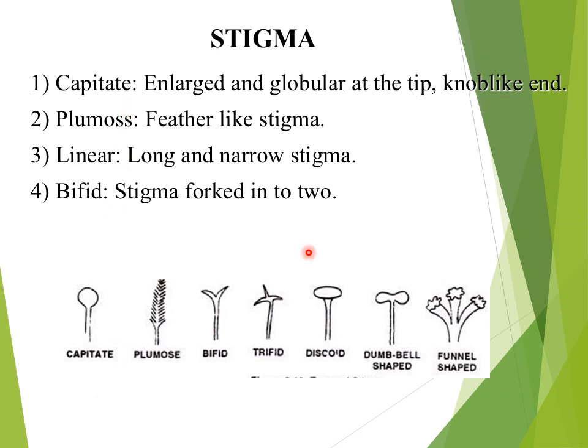Okay, stigma. Many types of stigmas are present. I'm discussing a few: capitate, plumose, linear, bifid. The capitate is enlarged and globular at the tip, knob-like. The feathery stigma is present in the grass family, Poaceae or Gramineae. Linear stigma is very simple, long and narrow. Then there are bifid stigma, trifid stigma, discoid stigma, dumbbell-shaped stigma, and funnel-shaped stigmas.